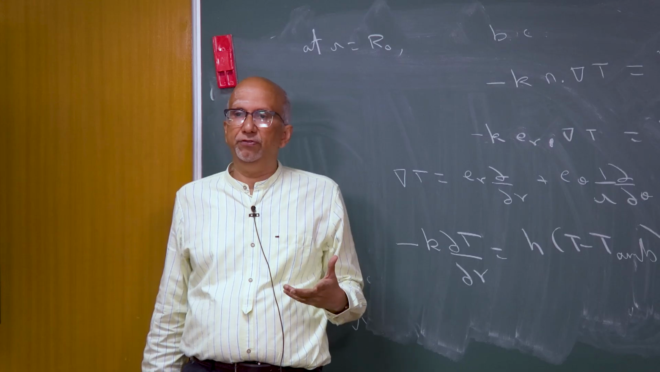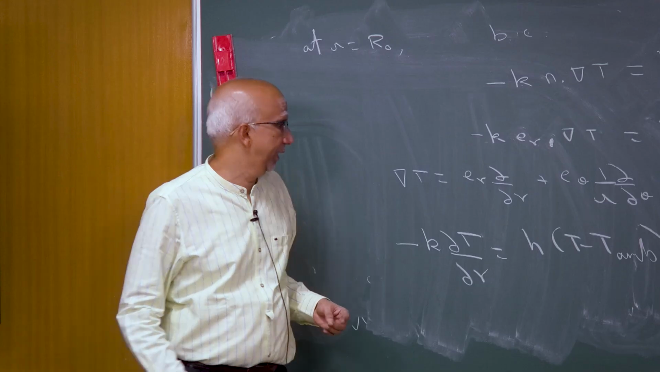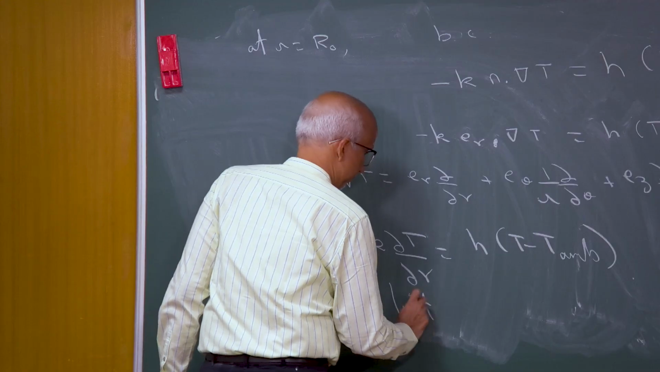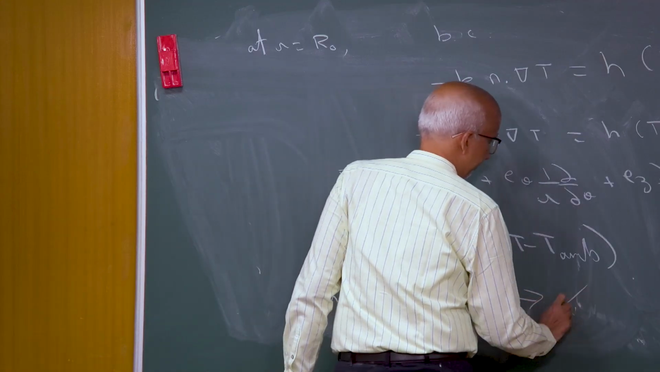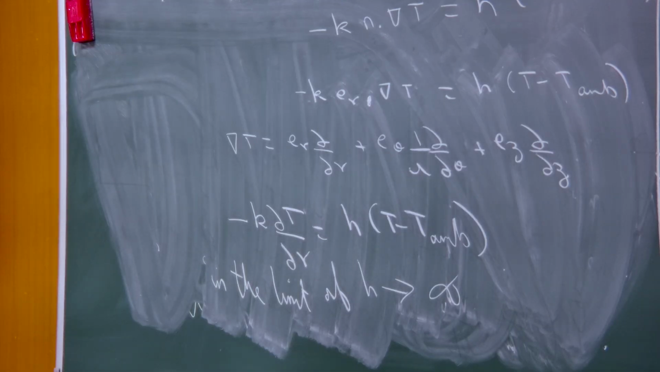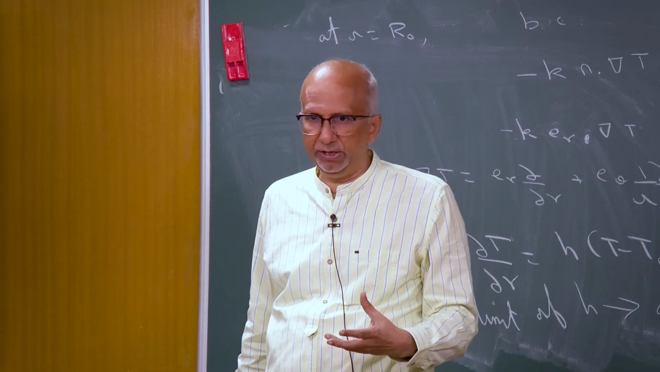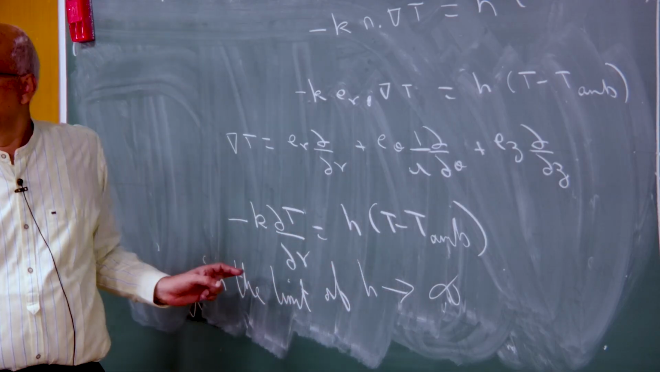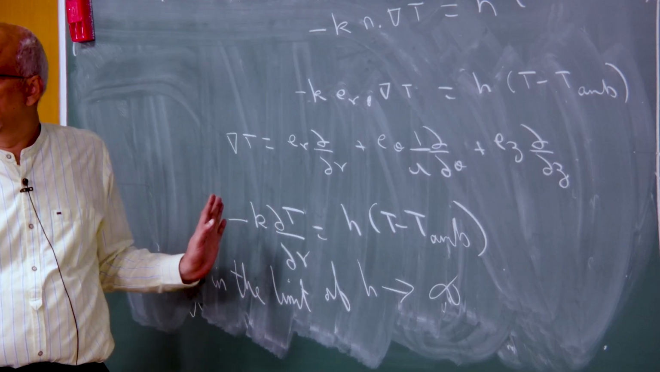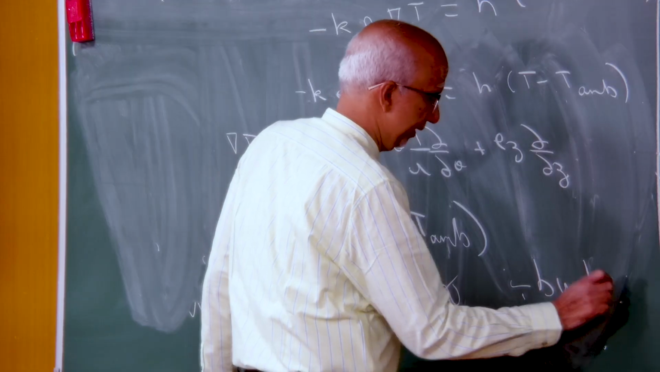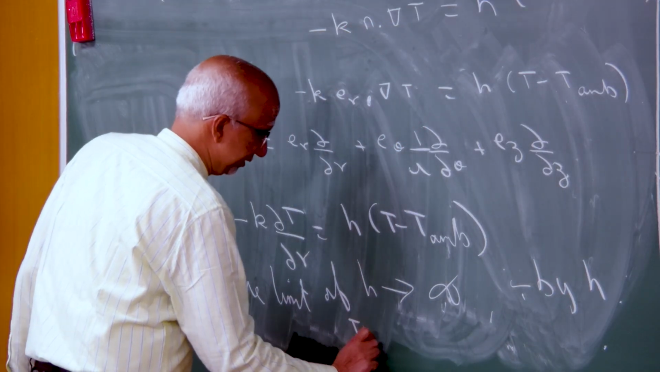In the limit of h tending to infinity, suppose the ambient air is not stagnant, you put a fan and the air is moving at a very high speed, so heat transfer is very, very high. What can you do? You can divide this whole equation by h, and as h goes to infinity, the left hand side goes to 0. Divide by h, and we get T equals T ambient.